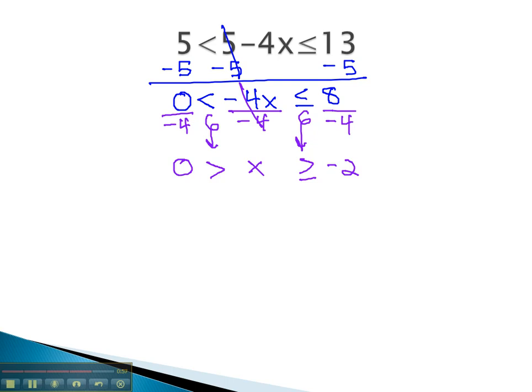To make this inequality more familiar, we might flip the whole thing over so the inequality symbols open to the left. Negative 2 is less than or equal to x, which is less than 0. This will make it easier to graph.